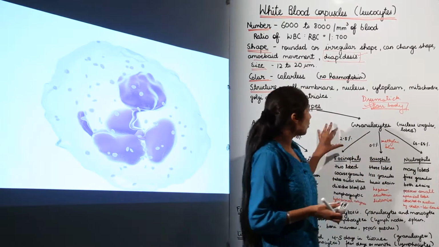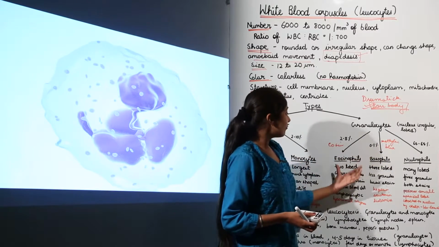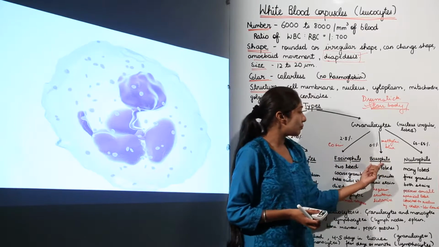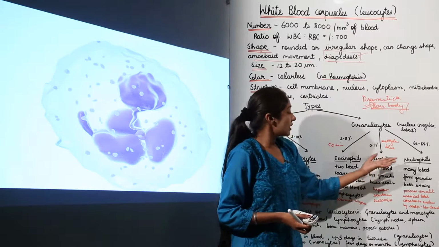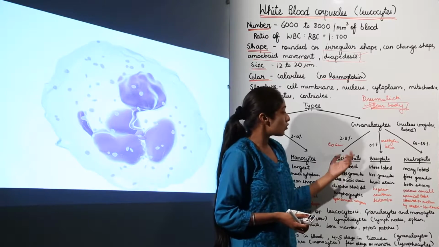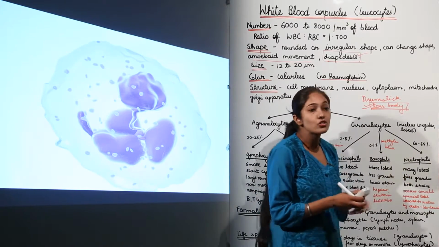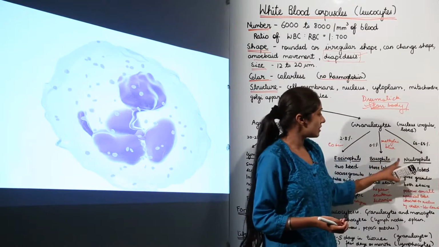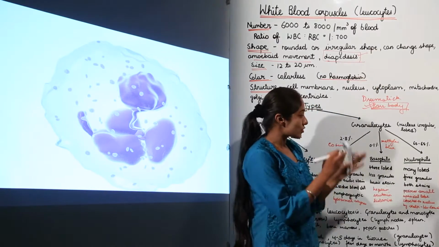Now if we talk about the number, then we have the least number of basophils, we have the highest number of neutrophils, and then we have eosinophils. So the most number, the larger ratio, is of neutrophils when we talk about leukocytes as a whole, right?